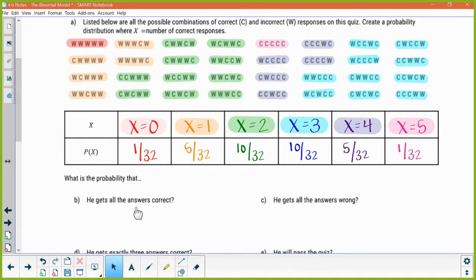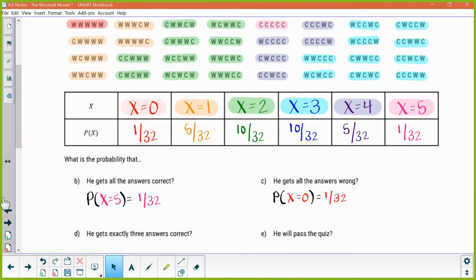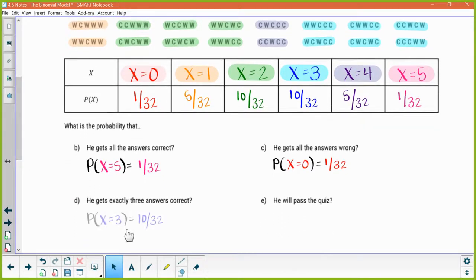What is the probability that he gets all the answers correct? So all the answers correct would mean x is equal to 5. So the probability that x is equal to 5 is 1 over 32. What's the probability he gets all the answers wrong? Well, if he was getting them all correct at 5, all of them wrong is 0. So probability of x is equal to 0 is 1 over 32. And then what is the probability that he gets exactly 3 answers correct? So x is equal to 3, which is 10 over 32.